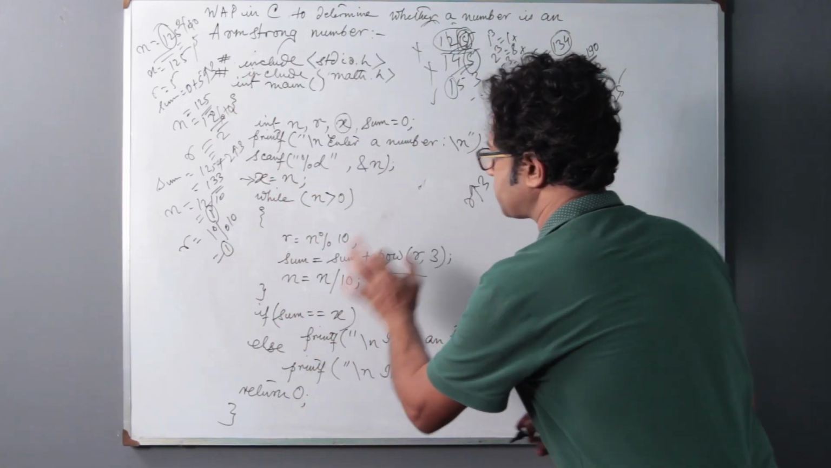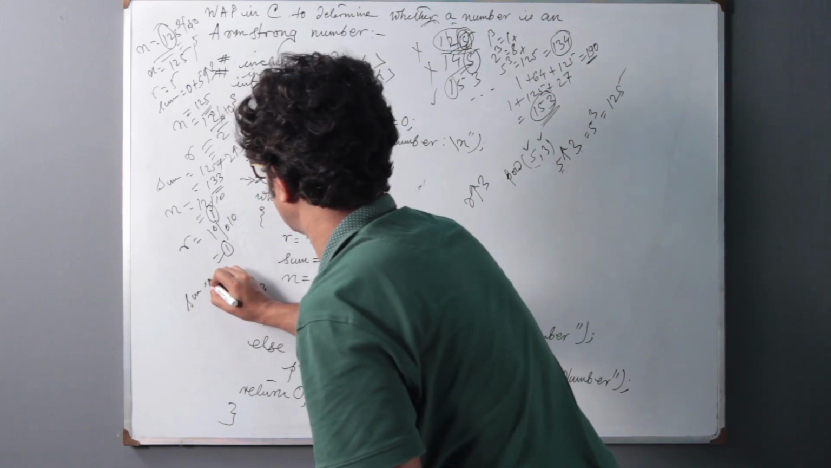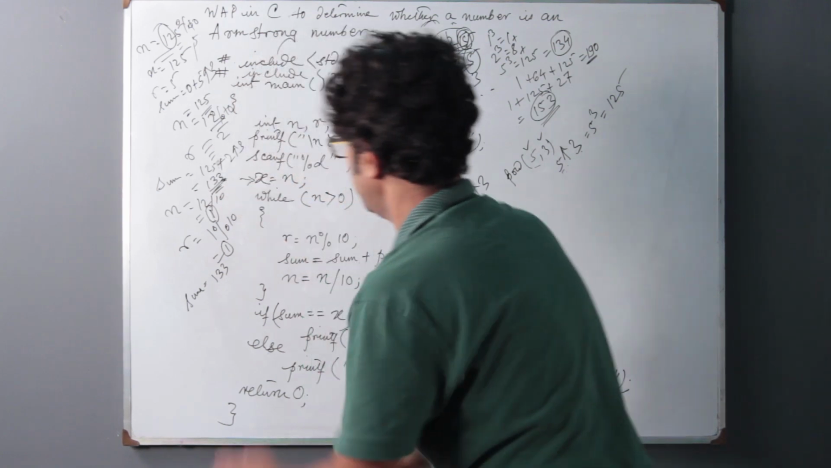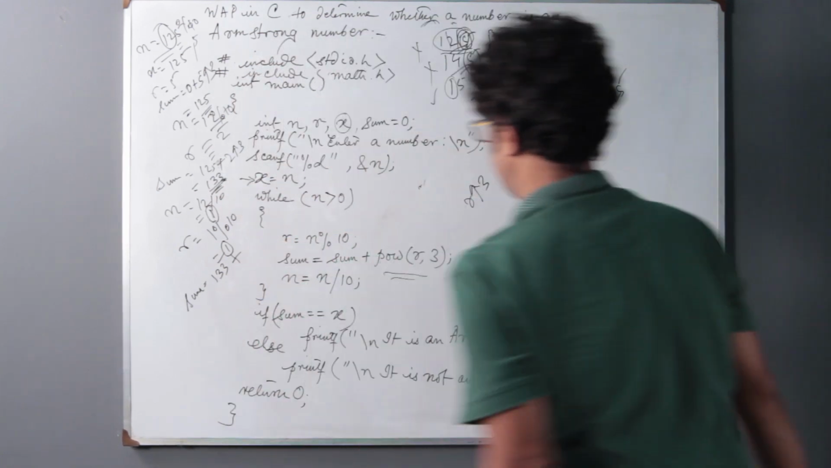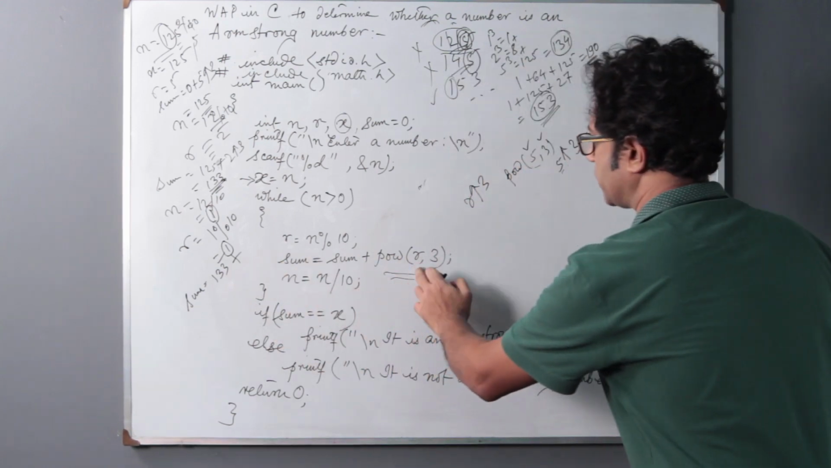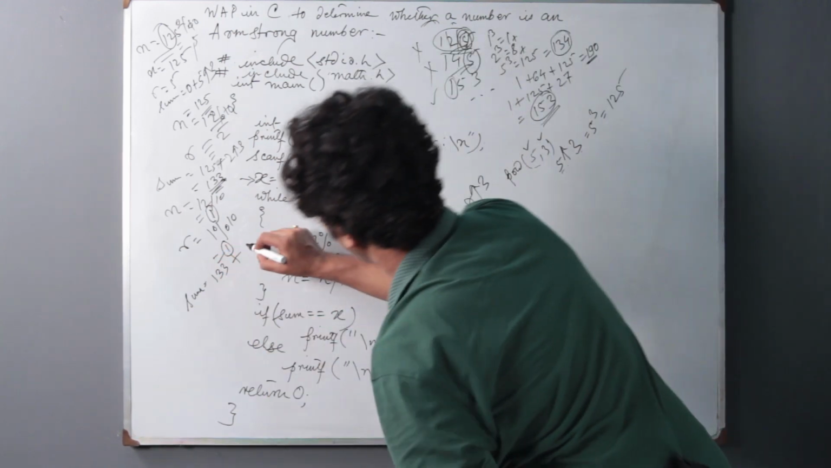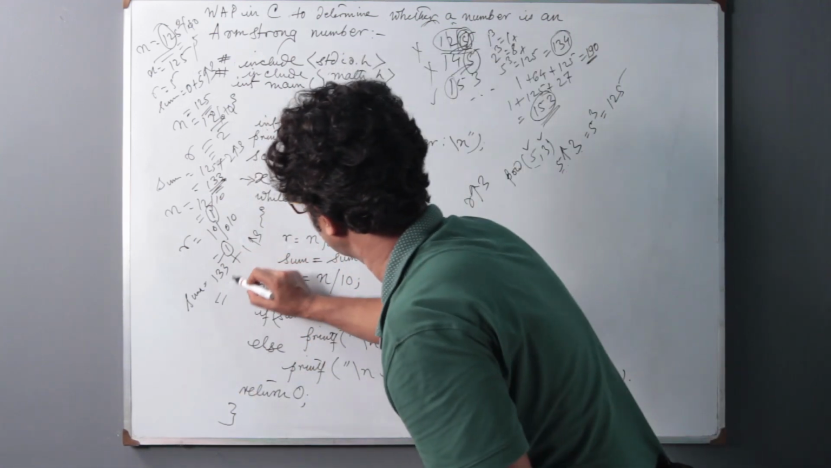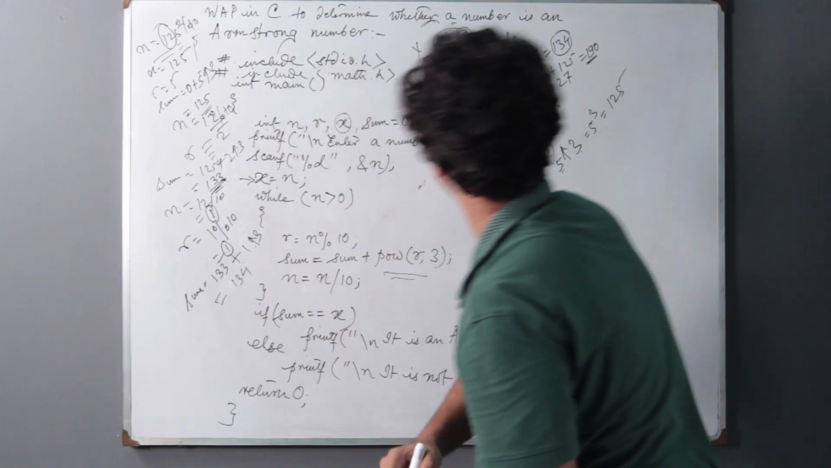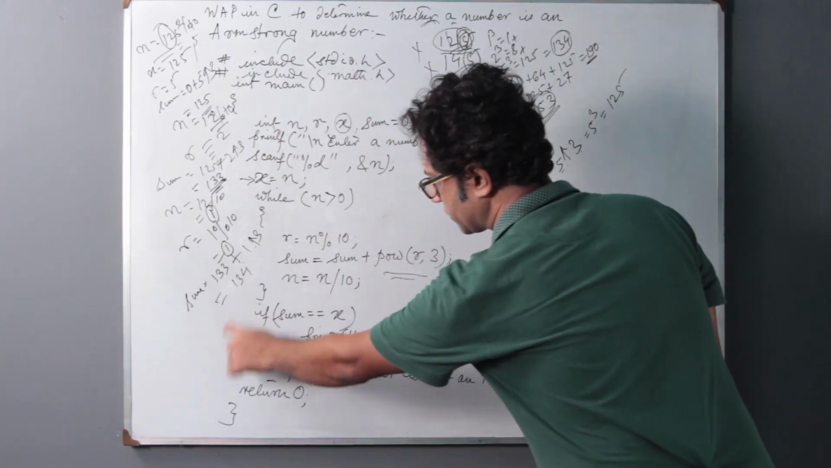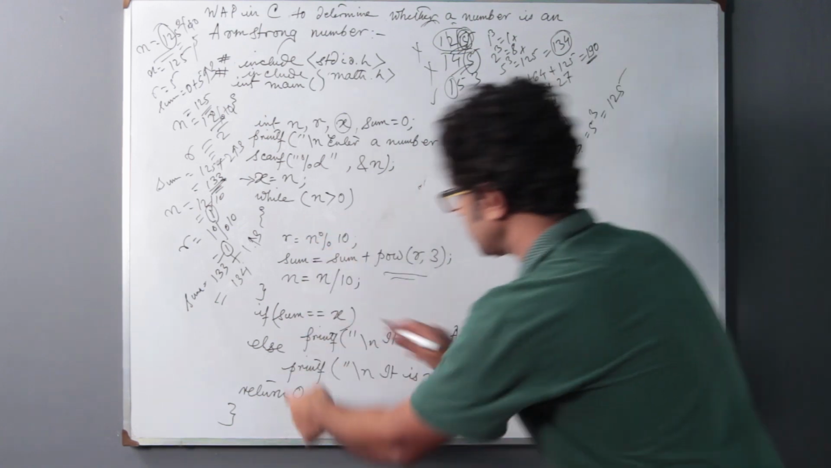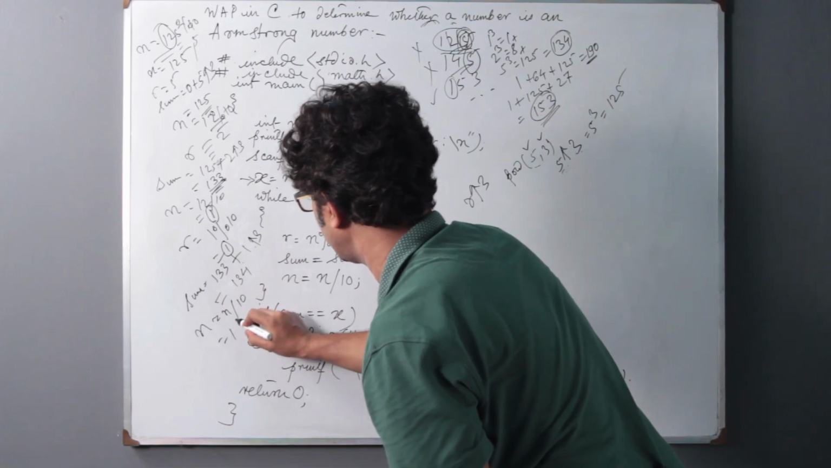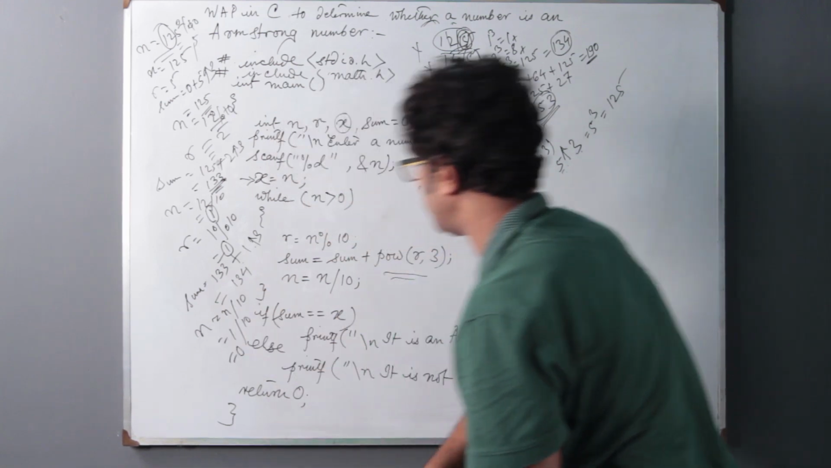Sum is equal to sum plus pow(r, 3). Sum is now containing a value of 133 as has been calculated here. So 133 plus pow(r, 3). R has a value of 1. 1 raised to the power 3, 1 cube. 1 cube means 1. So 133 plus 1 becomes 134. So 134 is the result of the sum now. Now again we update this n value. N is equal to n/10, that is 1/10. Obviously the value will become 0.